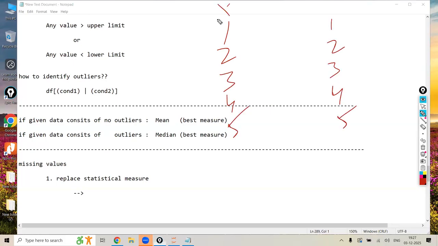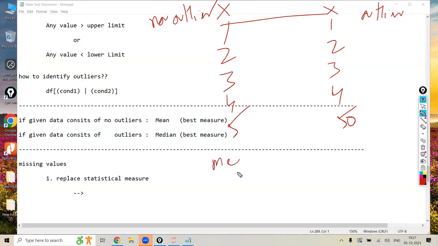For this data, no outlier is there. For this data, outlier is available. The data which consists of no outlier, the data which consists of with outlier. A data which doesn't consist of outlier, what is the mean value here miss? The mean value is 3. Median is, what is the median value miss? That is also 3. Center position 3 only.